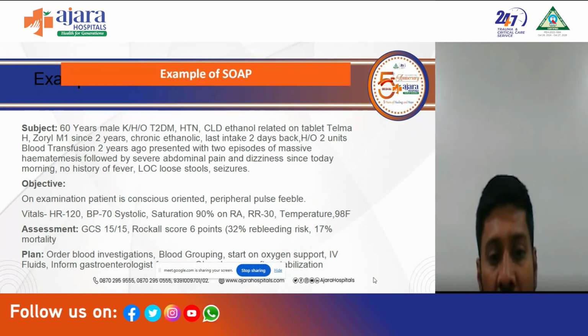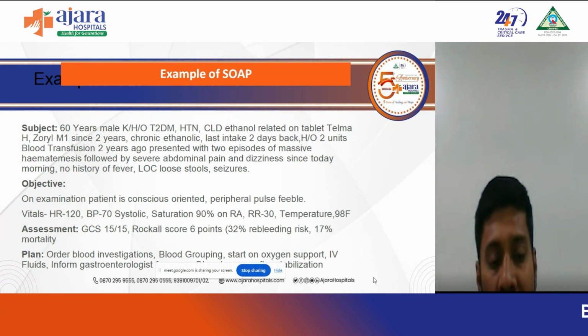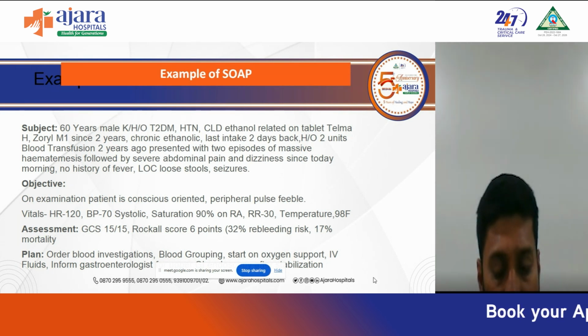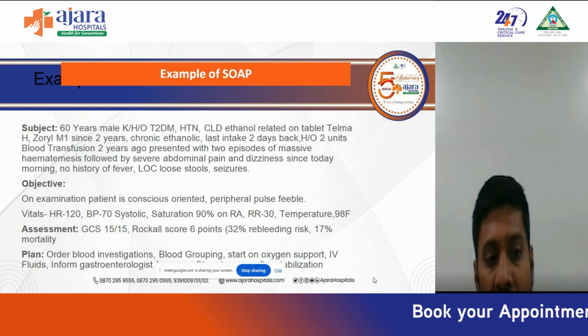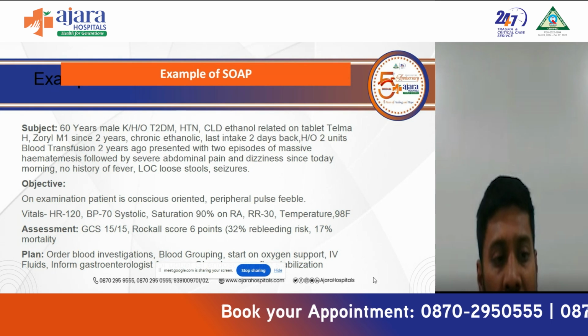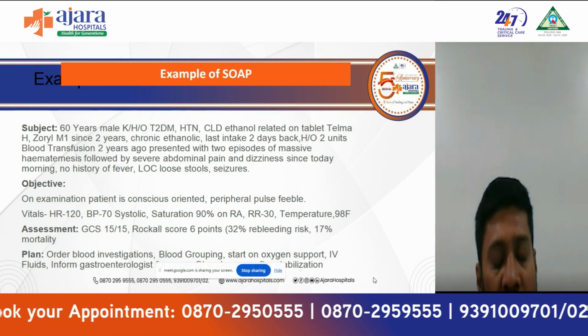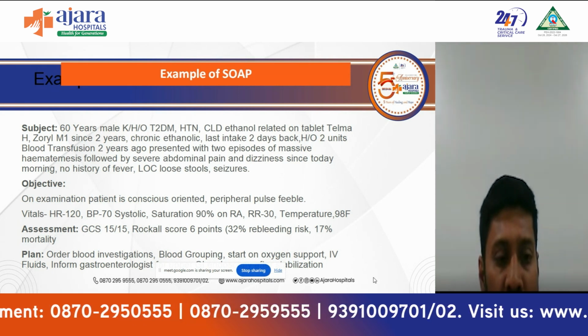We need to check the GCS. We need to do Rockall scoring, which is used if the patient has a chance to get a rebleed. It is a tool for healthcare professionals to assess the rebleeding risk and mortality risk. According to this scoring system, pain assessment and fall risk assessment, all these come under the assessment category. This is also a part of documentation, and we are following the SOAP format.